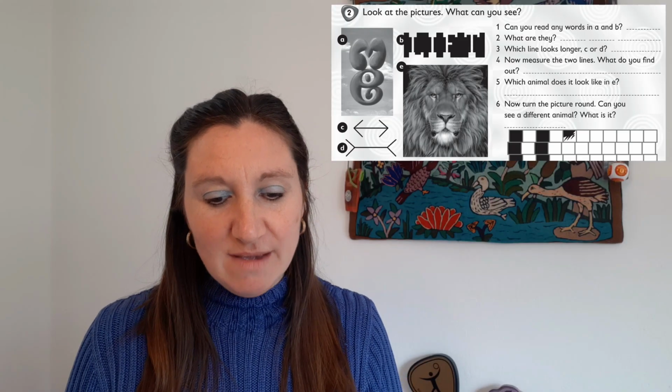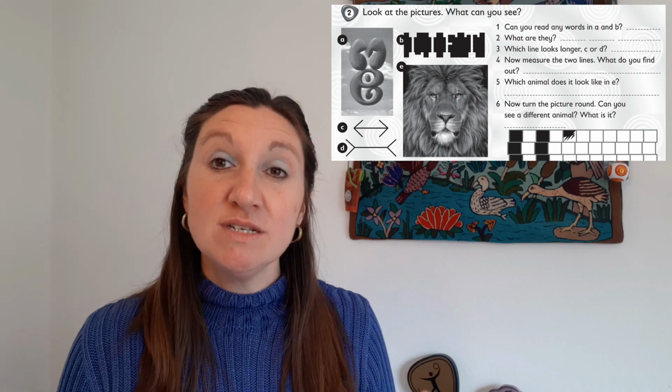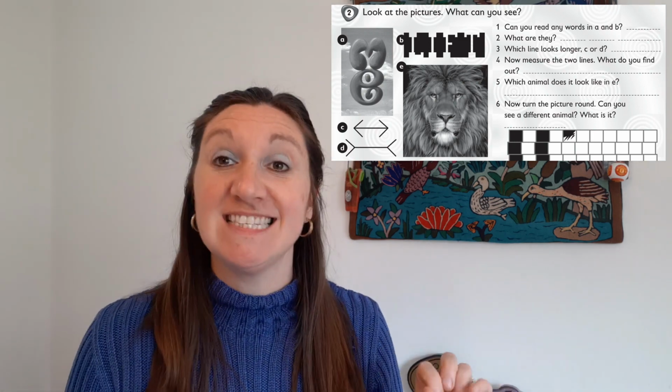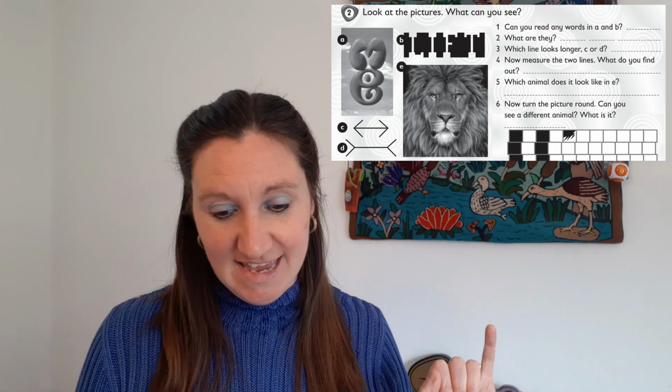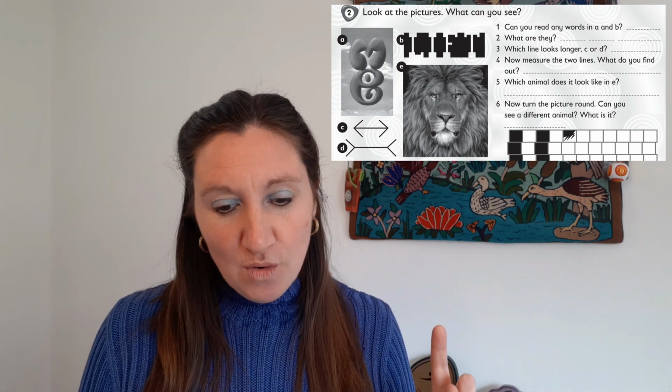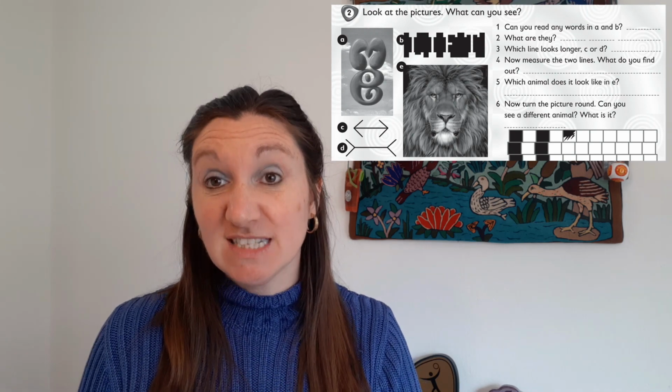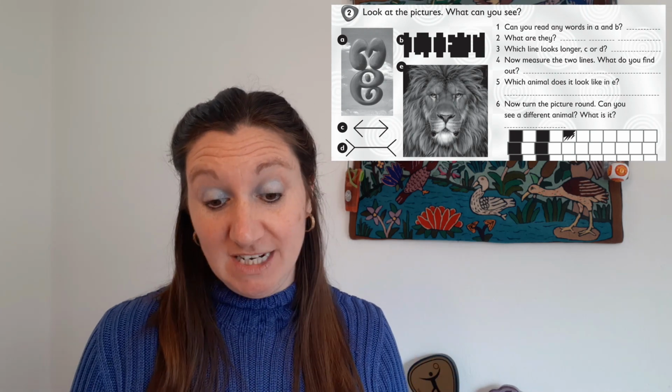Let's have a look at activity 2. We've got pictures, and next to the pictures are the letters A, B, C, D, E. So what we have to do is answer the questions, the 6 questions to the right of the pictures.